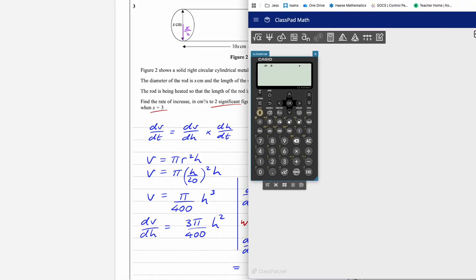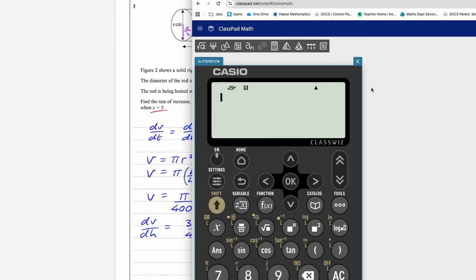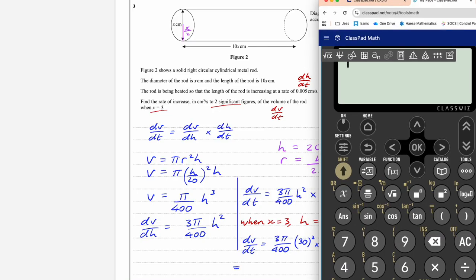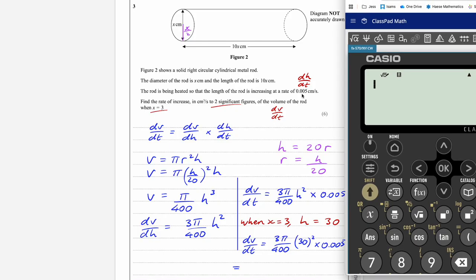Okay, this is equal to... I need 3, I need pi. 3 pi over 400 times 30 squared times 0.005 gives me 0.1060.